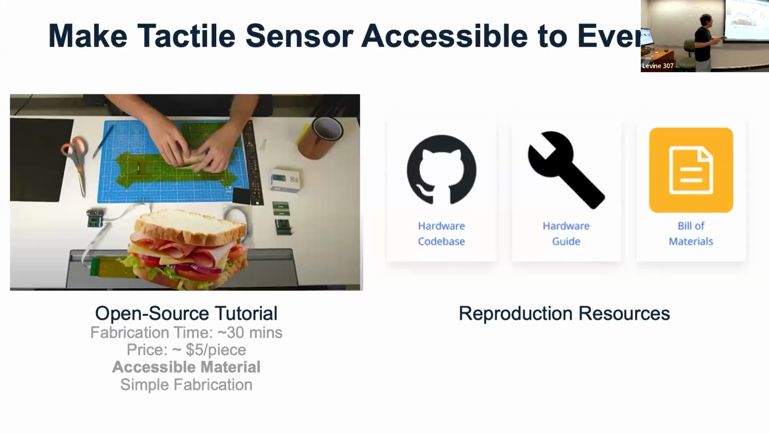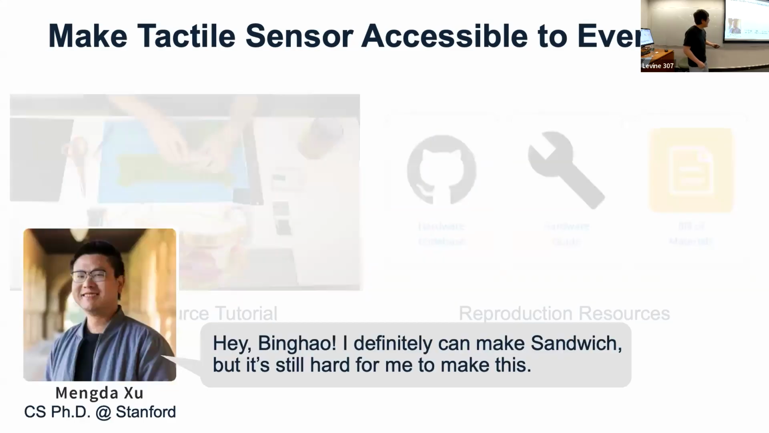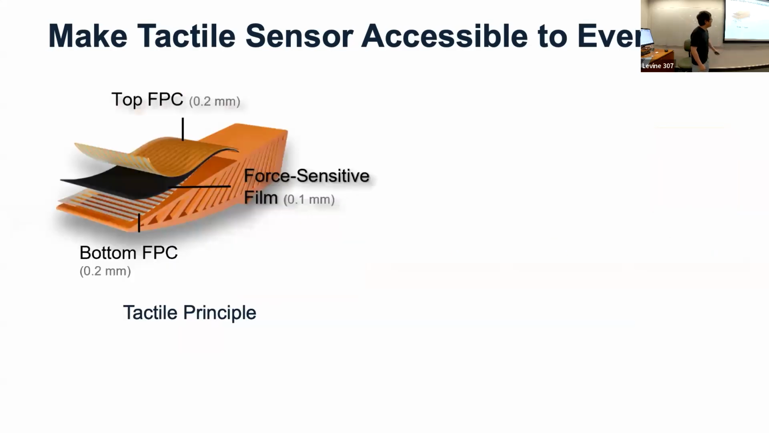My claim is that if you could make a sandwich at home, you could definitely make this sensor in the lab. Then I met Wenda at ISS, and he mentioned, oh, hey, Binghao, I can definitely make a sandwich at home, but I still cannot make this sensor. Because you still need some manual work to align the orthogonal lines. Some people maybe do not have much hardware experience. That will be a little bit hard. So we continued to improve it to the next version.